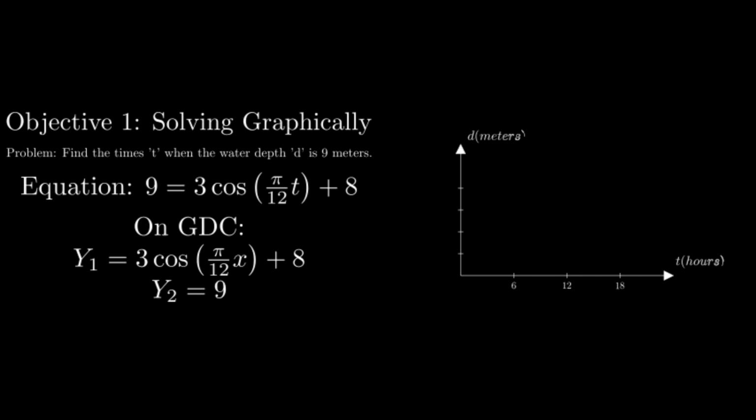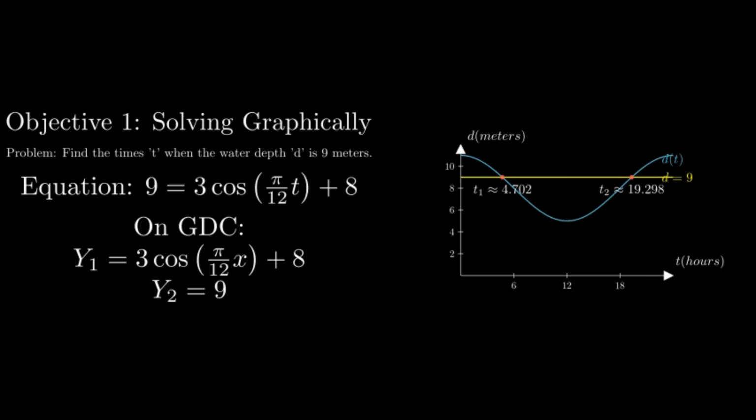Now let's graph these. We see our cosine wave, representing the changing water depth, and a horizontal line at y equals 9. The solutions are the x-coordinates of the points where these two graphs intersect. Using the calculator's intersection feature, we find the first intersection at approximately t equals 4.702 hours, and the second at t equals 19.298 hours.